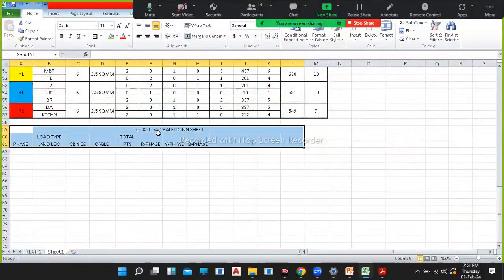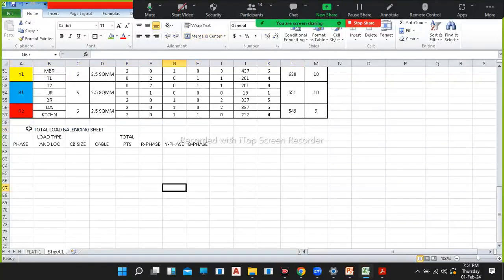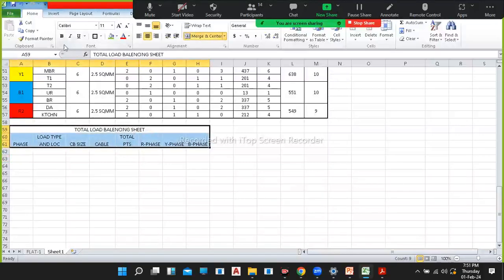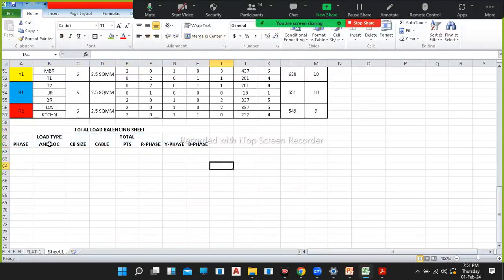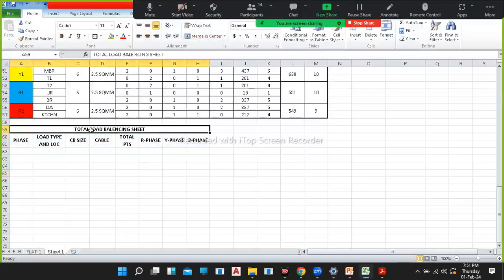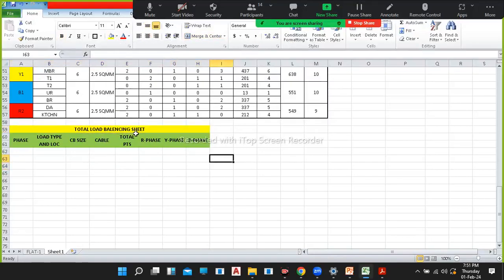Now if I want to do the total load balancing sheet, I need to implement the raw power circuit design standards also here. So what are the raw power circuit design standards, guys? Anyone? What are the raw power circuit design standards? Okay, I'll revise the lighting circuit design standard.